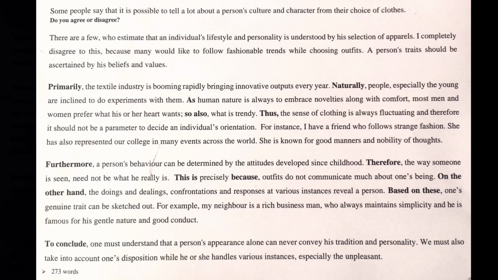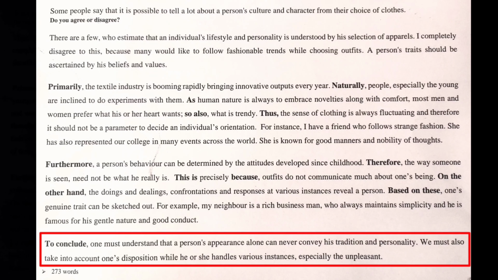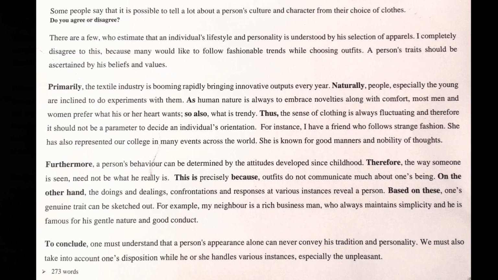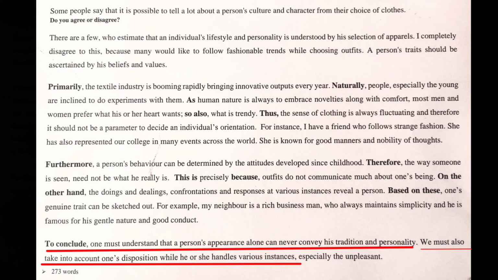And the last part of my essay is the conclusion. And how did I do here? I summarized the main body paragraphs 1 and 2 in 2 sentences. Let me read it out for you. I began like this. To conclude, one must understand that a person's appearance alone can never convey his true personality. So that is the first main body paragraph. The second main body paragraph has been summarized like this. We must take into account one's disposition while he handles various instances, especially the unpleasant.